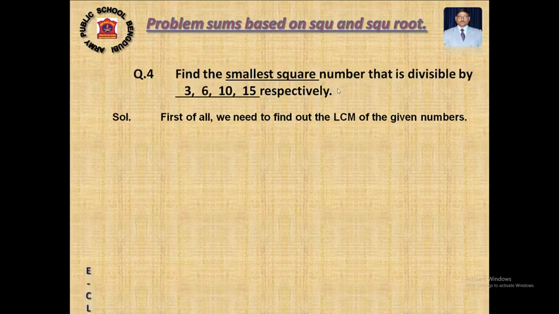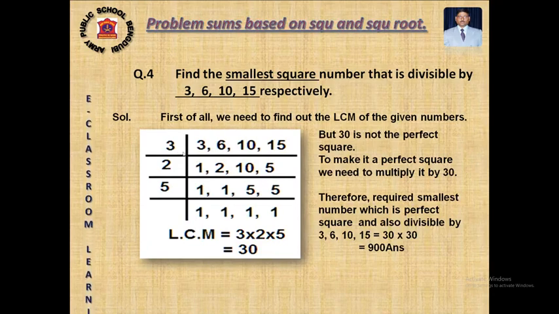Find the smallest square number that is divisible by 3, 6, 10, 15 respectively. We have to find out the smallest square number, and also that number will be divisible by 6, 10 and 15. First of all, we have to find out the LCM of the given numbers. Okay, what is the LCM? If we perform the LCM, I am getting the LCM 30.